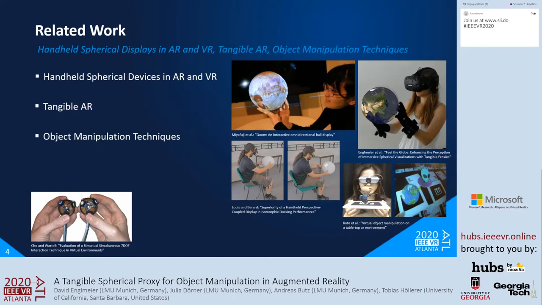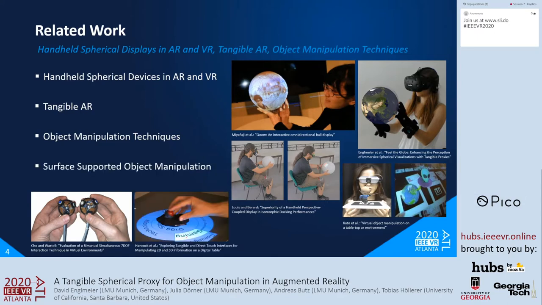Then we looked into object manipulation techniques in AR and VR, or desktop environments, where we basically can find different spherical devices that are either directly coupled to the manipulated object or allow manipulation from a distance. Lastly, because of the table condition, we also investigated surface-supported object manipulation. In this field, approaches also exist that use spheres that are, for example, rolled or dragged on a surface.